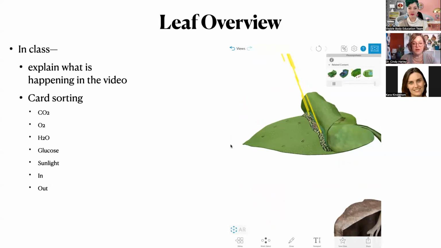The ones that I would use are the CO2, O2, H2O, glucose, and sunlight. And then I would print a couple that say in and a couple that say out, and have them go through those steps. And now all of a sudden they know what's going in, what's going out. We can even go further and ask, what are the numbers? How many CO2, how many O2, how many glucose? And have that piece of the conversation come in and have them self-derive the equation.